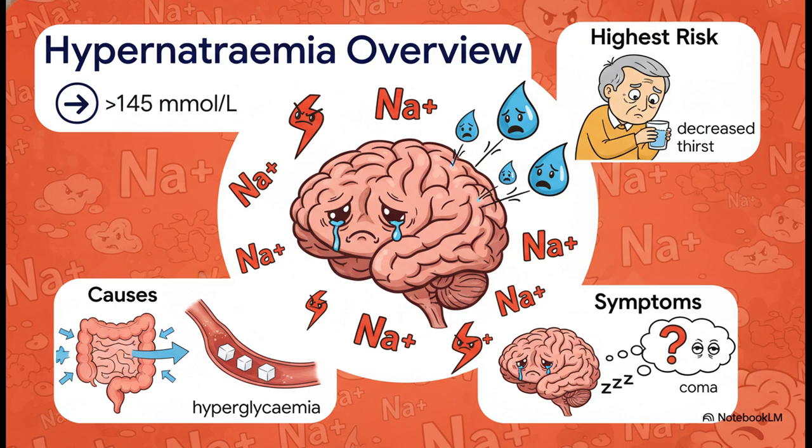This high concentration pulls water out of your body's cells, causing cellular dehydration. The group that's most at risk here are elderly patients, because they often have a decreased sense of thirst and don't drink enough. Common causes include GI losses, like diarrhea, and a really key renal cause is the osmotic diuresis you see with uncontrolled diabetes. All that sugar in the urine just drags water out with it. And just like with low sodium, the symptoms are mainly neurological because the brain cells are shrinking. This can cause anything from confusion and lethargy all the way to a coma.